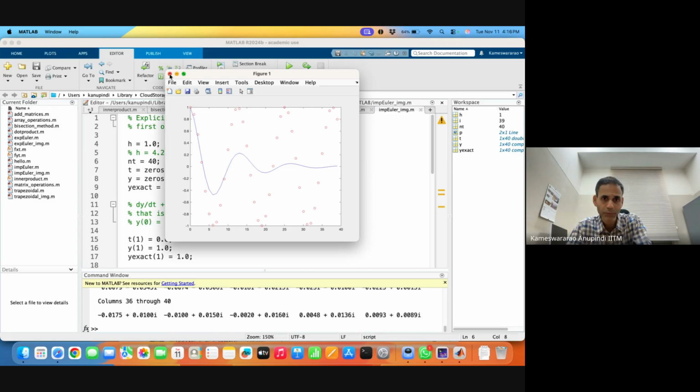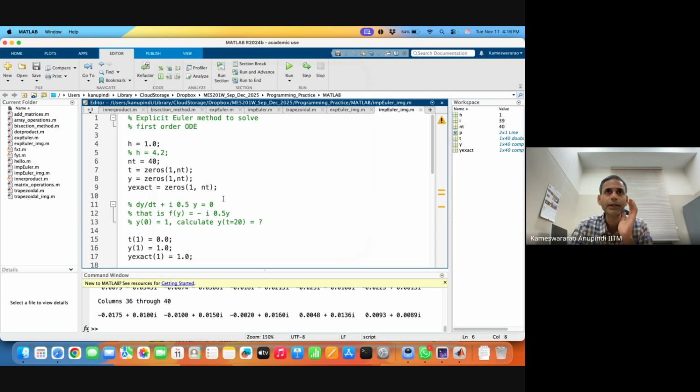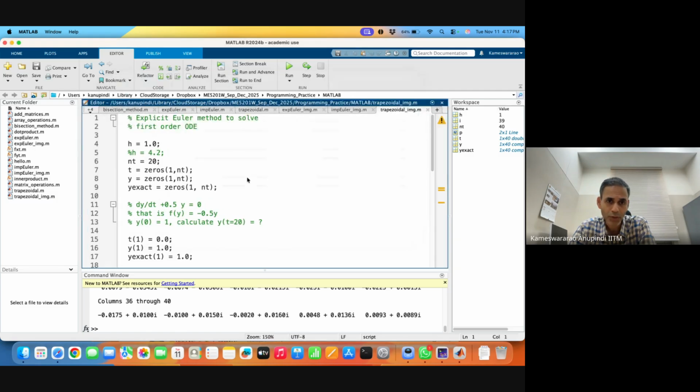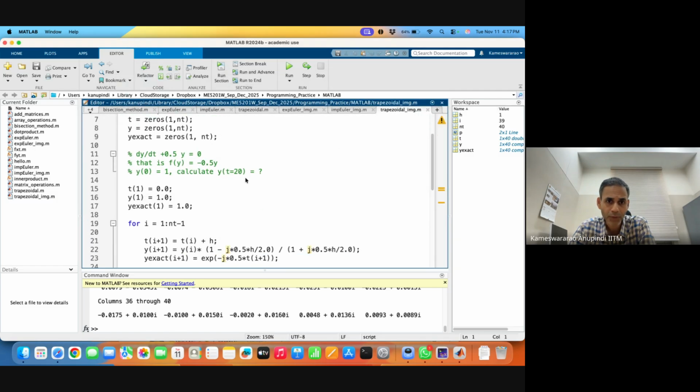Then we looked at the trapezoidal method. In the trapezoidal method for purely imaginary right-hand sides, we noted that there is phase error, but there are no amplitude errors, right? It's going to be exactly the same. So let's look at trapezoidal with the right-hand side as an imaginary number. So this is what I have. Again, I should change this to I, and then this is also I.